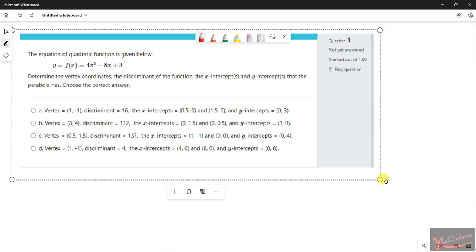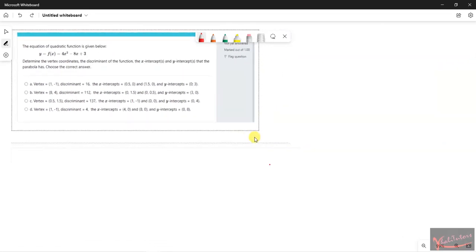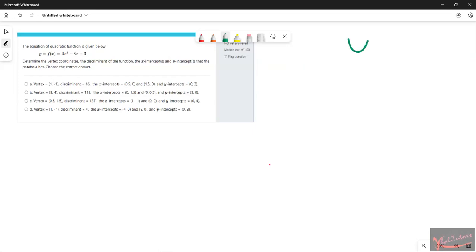Let's just minimize this to start answering the question. But before we can do that, I'm going to take you through a very brief discussion of what a parabola is and some of its properties. So a parabola is a graph that looks something like this or something like this. A parabola has a turning point. The turning point can either be a maximum or minimum.